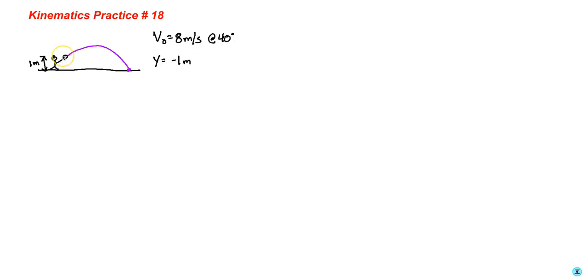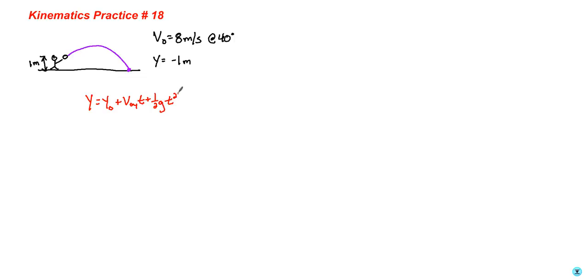So if I want to find out how fast it's traveling and at what angle it's traveling when it hits the ground, the first thing I need to know is how long is it in the air for? How long is it in flight? Most of the information I have is related to the y direction. So to find that time, I'm going to start with y is equal to y sub o plus v sub o y t plus 1/2 g t squared.